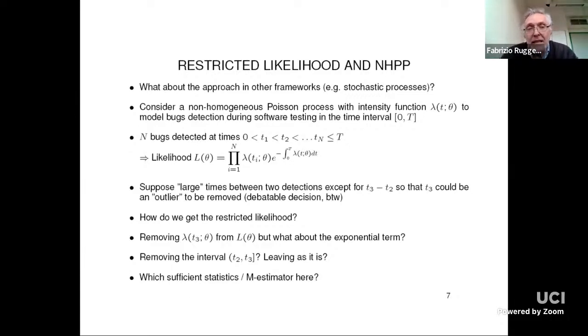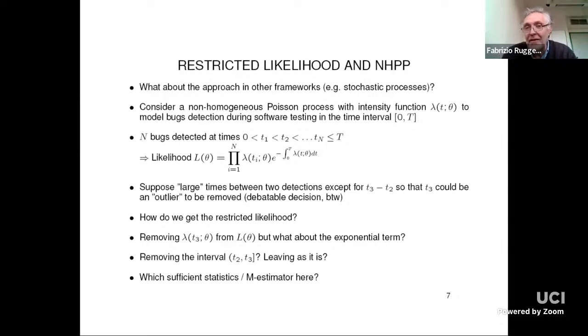Suppose that in this case we have larger times between two detections. That means the software is very reliable because there are not many bugs to be detected. But at some point, there is a very small inter-arrival time. For example, T3 minus T2 is very small. So we could think this is a sort of outlier, because that might correspond to very bad, very unreliable software, and that would be removed. And this is a debatable decision.